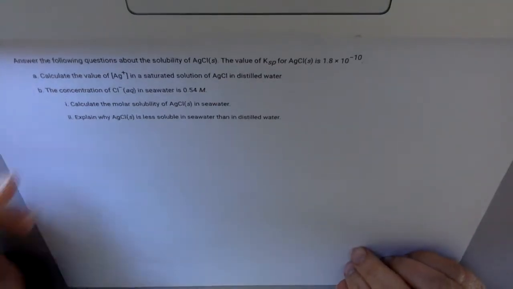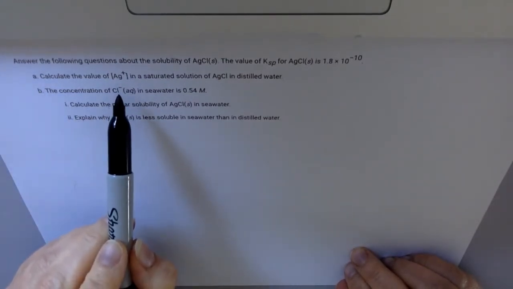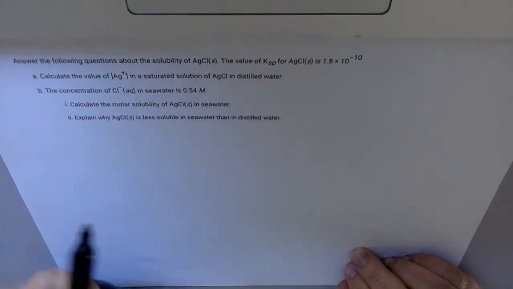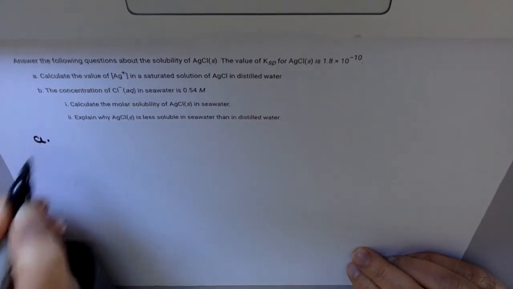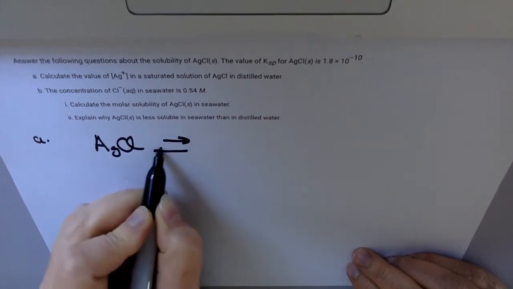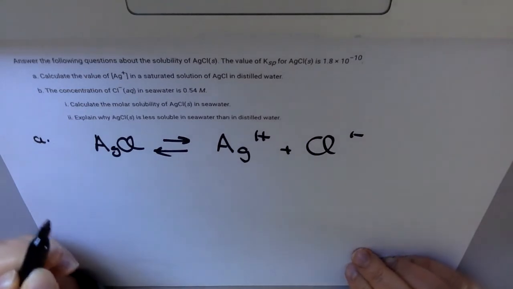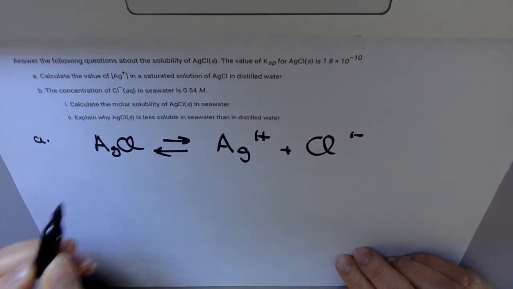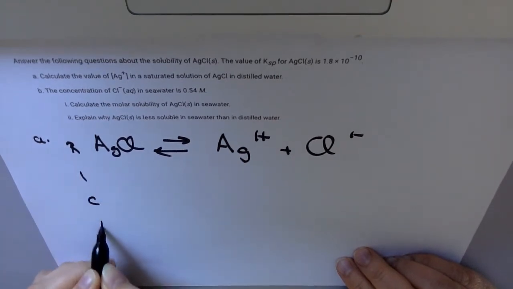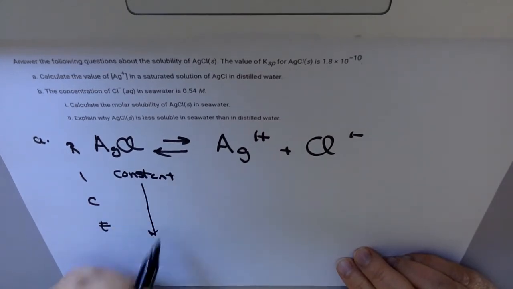So we're going to start with A on this page here, and A just says to calculate the value of the concentration of the silver in a saturated solution of silver chloride in distilled water. So the first thing I would do for A would be I would write out the dissociation. And then I would do a short ICE table. So there's the reaction, ICE. This is a constant, so we really don't care about it.